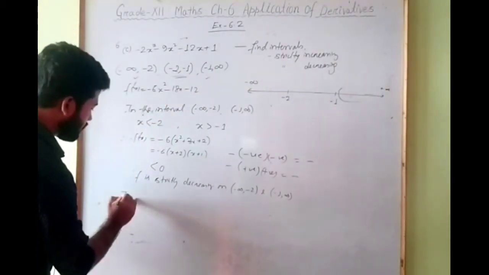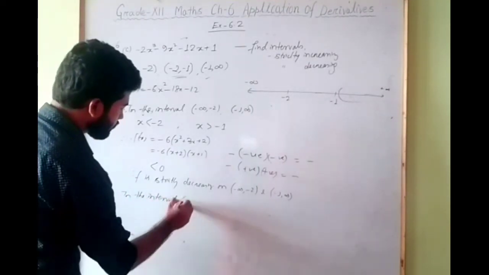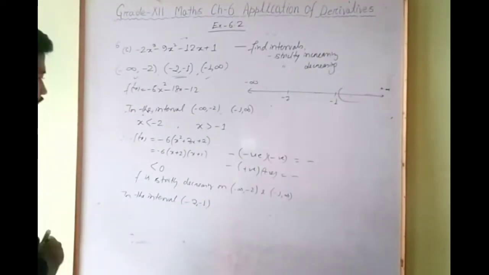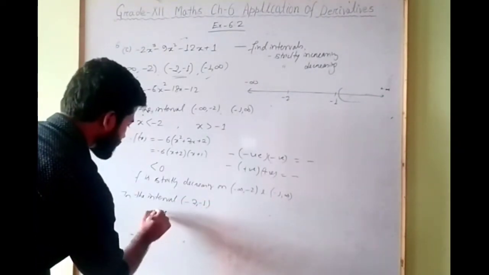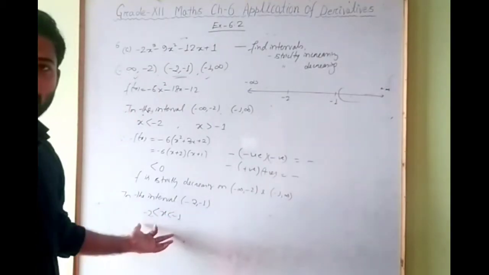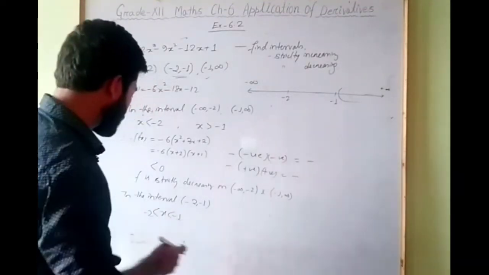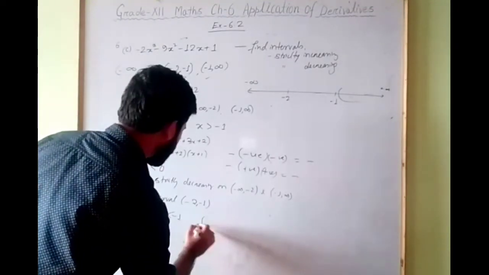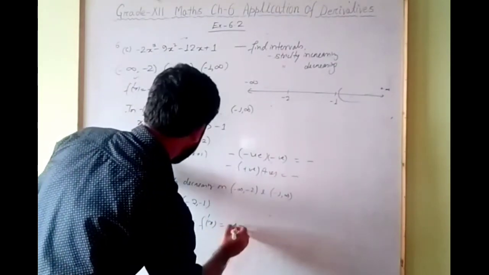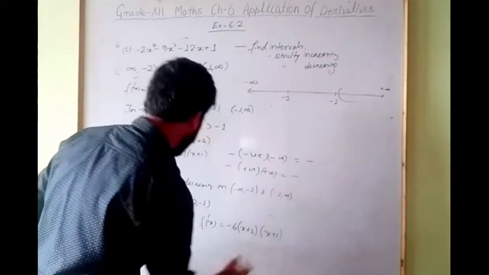So in the interval minus 2 comma minus 1, what is happening here? X is greater than minus 2 and less than minus 1. That means the value of x is always negative. So since the value of x is always negative, f dash x is equal to minus 6 x plus 2 x plus 1.